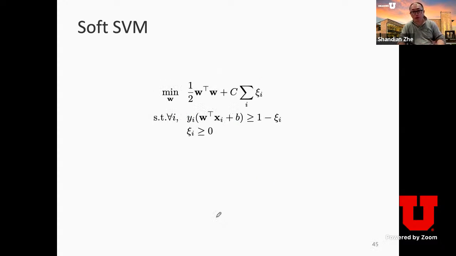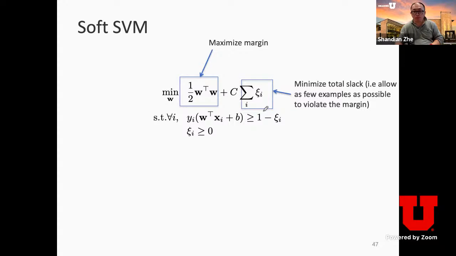Actually, you hit the point. Correct. Why? Because we need to account for this, right? We do not want all the examples to break into the margin. We want to also minimize the total slack variables. That means we want most examples to be correctly classified by our linear classifiers.